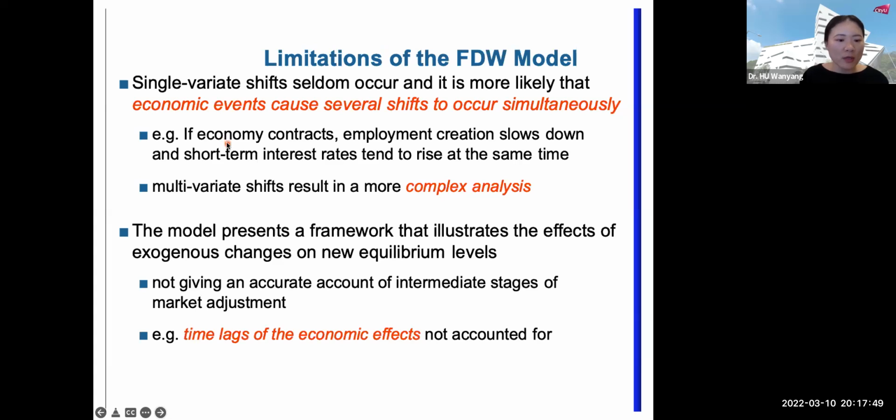So for example, if the economy contracts in a recession, for example, due to the pandemic, then we have employment reduction. We have interest rate decline. Sometimes the interest rate will rise. So this will happen at the same time, and this will affect the FDW model at the same time. So if there are multiple variable changes in the system, then the process can be very complex.